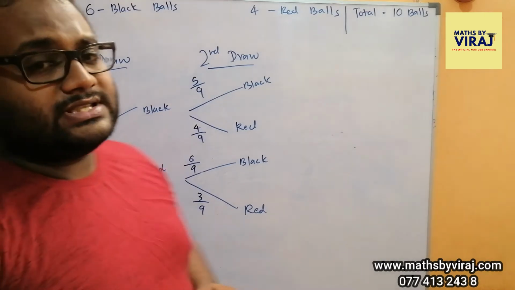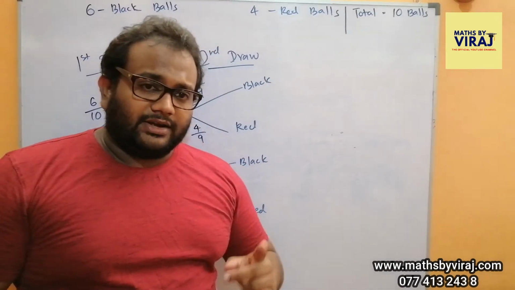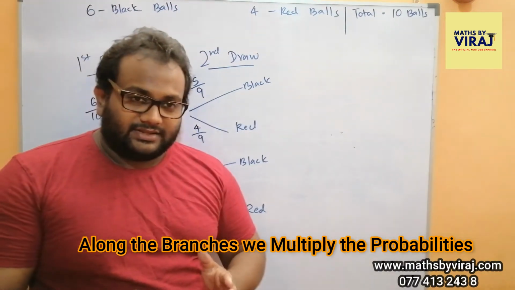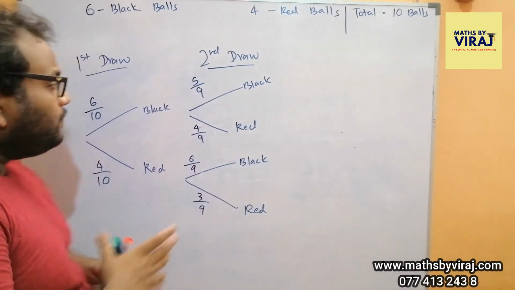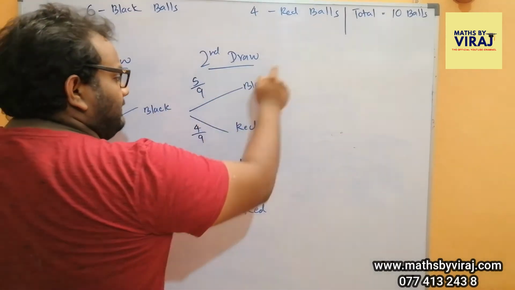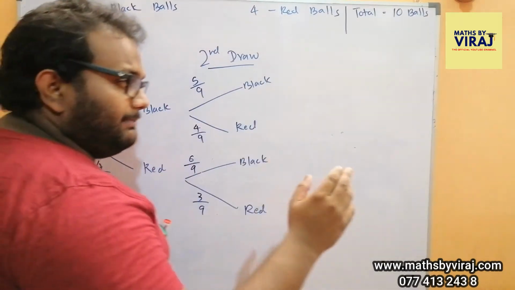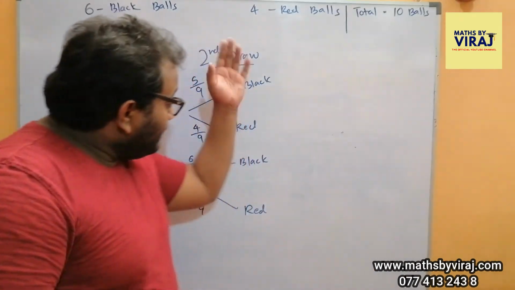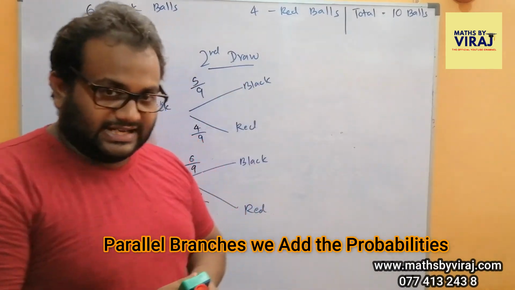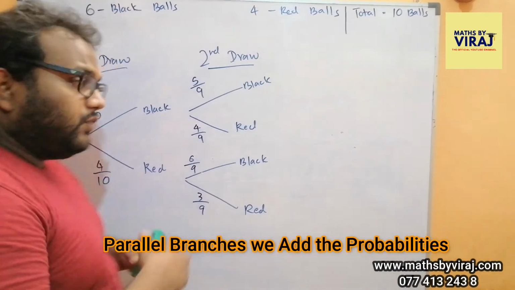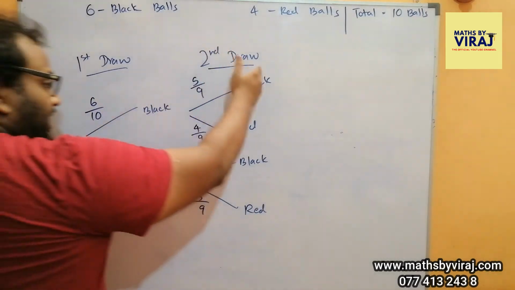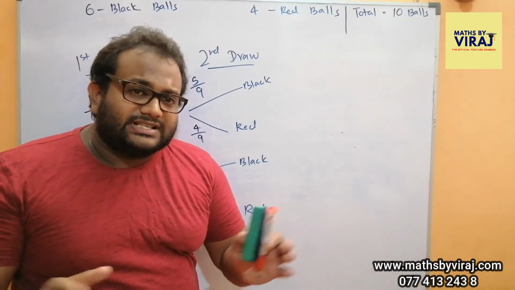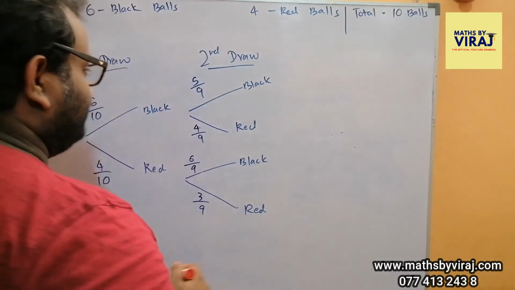Anyhow, there are 2 rules that you should remember. Rule number 1. Along the branches, you multiply. For instance, black and black, you multiply. Black and red, you multiply. Remember, along the branches, you multiply. Rule number 2. Parallel branches, you add. For instance, black and black and black and red, you add them. We'll do some calculations so that you'll remember it well.